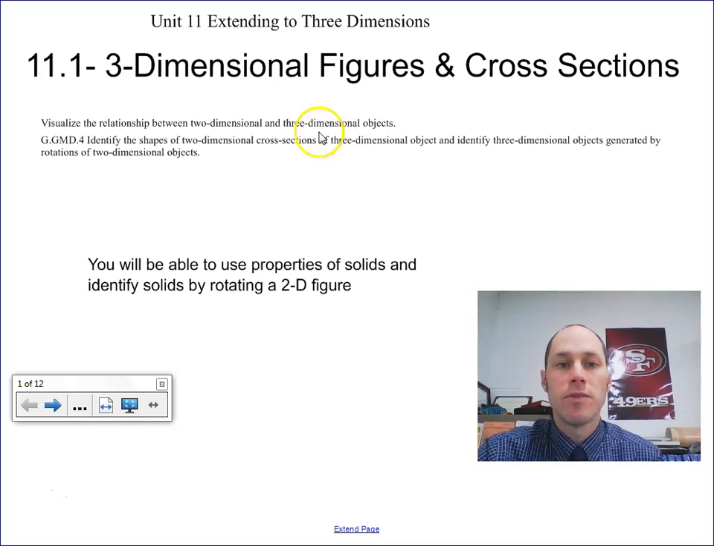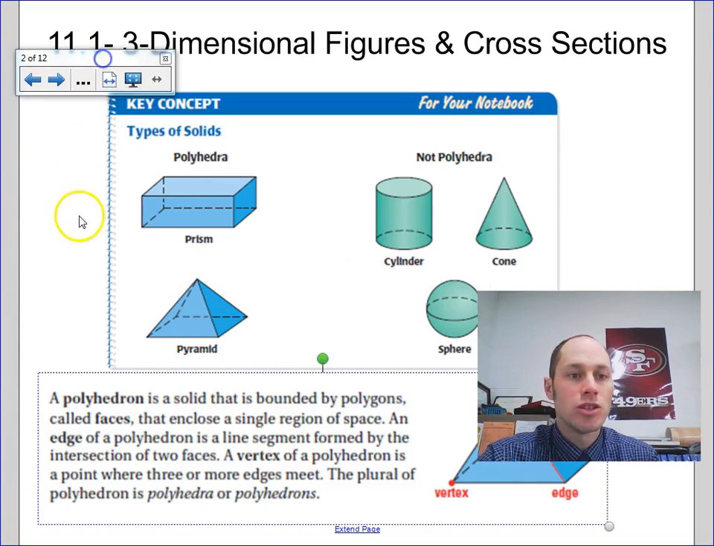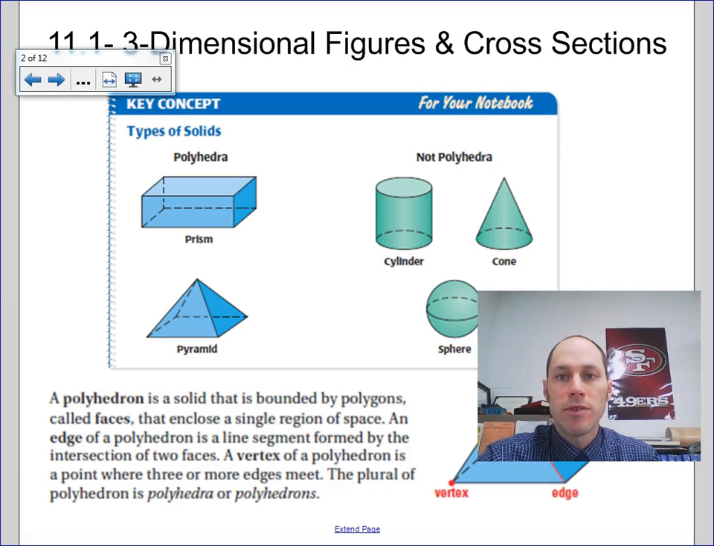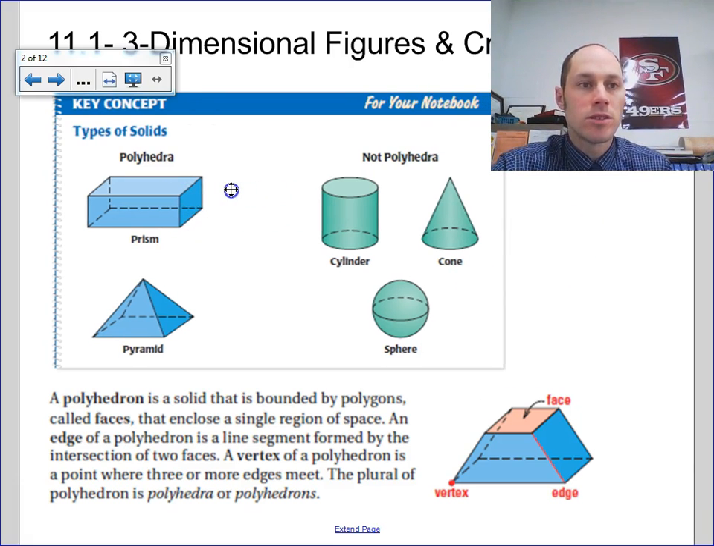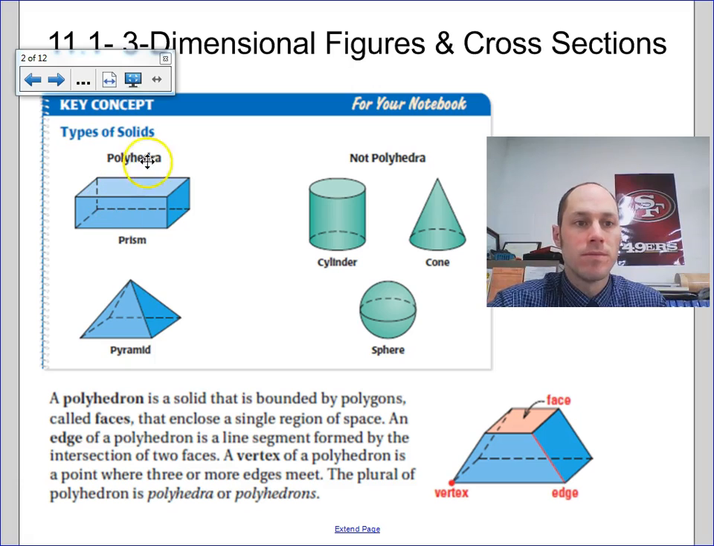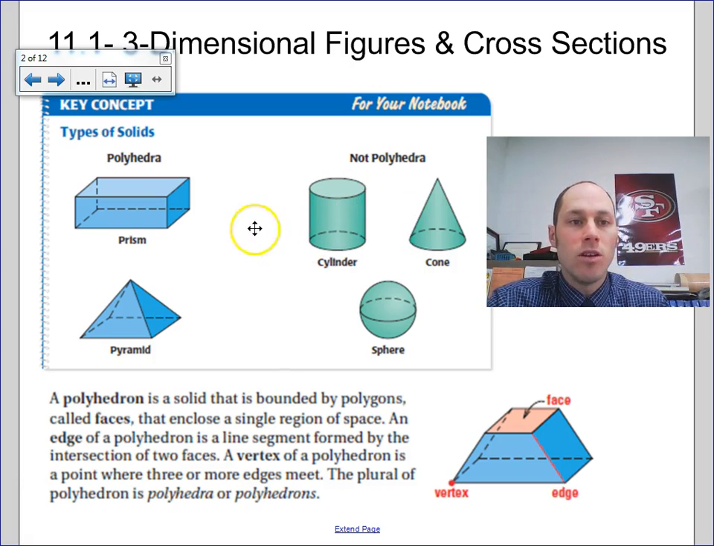Help us really understand solid figures. So before we get started talking about that, let's get some terminology down, some definitions about what makes a solid figure and what makes it a polyhedron, what makes it not a polyhedron. So here's our list of figures that are polyhedrons, or polyhedra, plural, and these are not polyhedra. So can you figure out what's the difference between the two? If you're unsure, take a look at the definition down here.